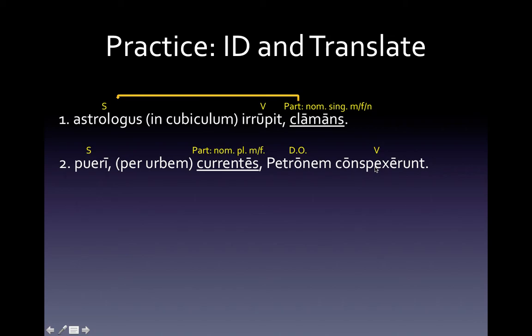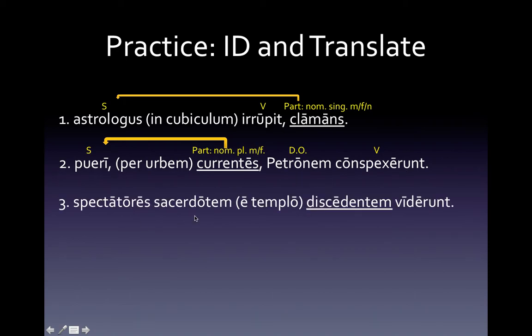Conspexerunt is our verb. So which word is currentes modifying? Of course, it's modifying pueri. Both pueri and currentes are nominative plural masculine. So this sentence will read, the boys running through the city caught sight of Peter.